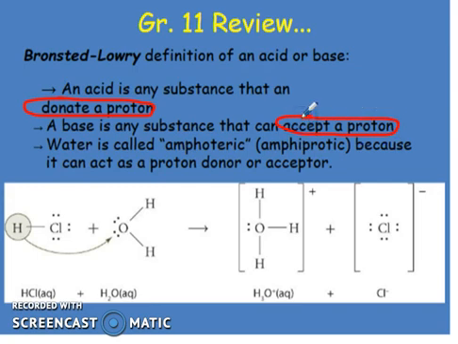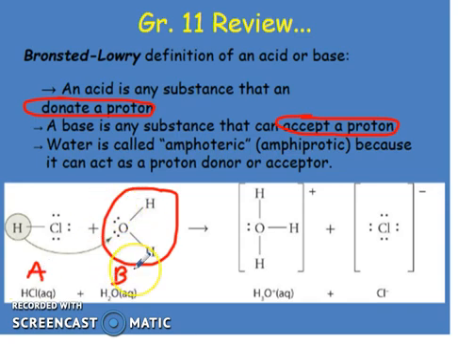And of course, there are certain entities, water is one of them, that are called amphoteric or amphiprotic, which means that it can behave like an acid or a base. So how water will behave depends on what it is with. If it's with an acid, it will behave like a base. If water is with a base, it will behave like an acid. So it really depends on what is interacting with the water.